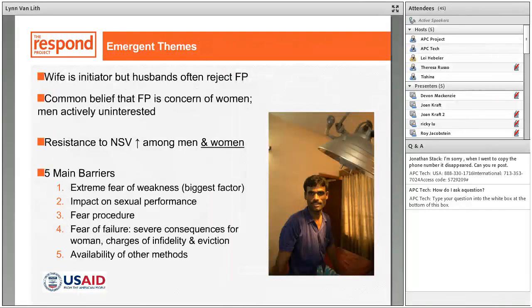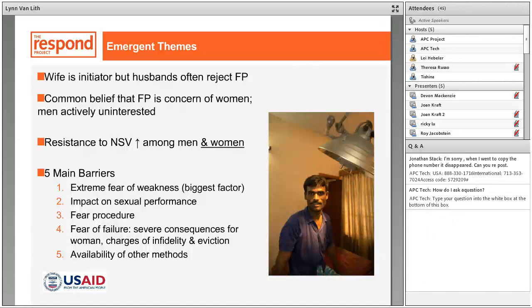Some of the emergent themes that came out of that peer methodology are as follows. First, the wife is usually the initiator around family planning, but husbands in this context in India often reject family planning. There's a common belief that family planning is the concern of women and that men really can be actively uninterested. And as Roy mentioned in his presentation, there's resistance or lack of understanding related to no-scalpel vasectomy not only among men, but particularly among women, and what an important audience women are to reach with demand generation messages.